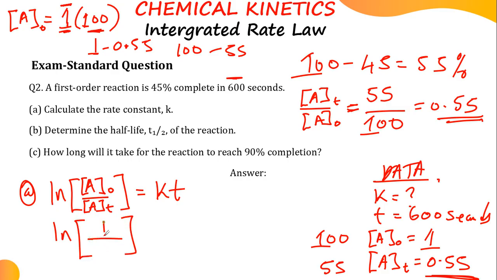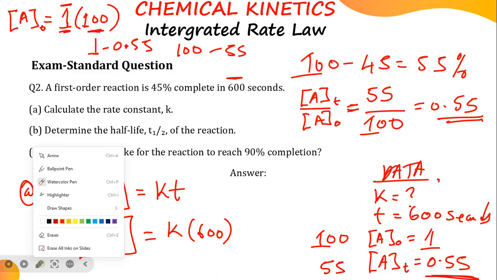So what's our initial? That's 1. And then the concentration at T, which is 0.55. What's our K? It's the one we're looking for. What's our time? 600. You are clear on how I've explained on the initial, not so?